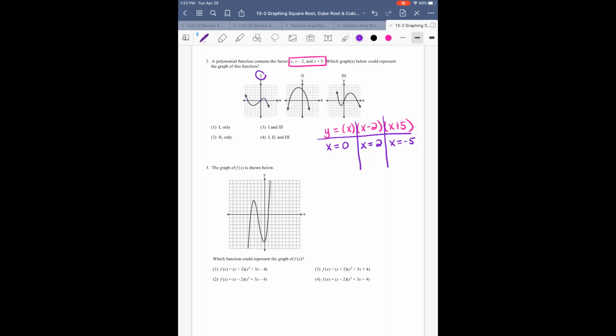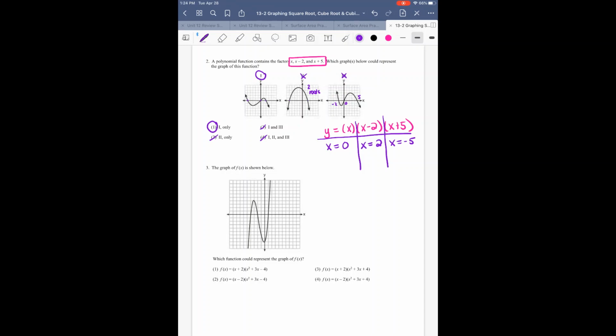So graph number 1 is good so far. Graph number 2 only has 2 roots, so that one can't be possible. Eliminates choice 2 and 4. And graph number 3 doesn't have the exact same roots. It has roots at +5, 0, and -2, which is not the same. So our answer here is choice 1 only.